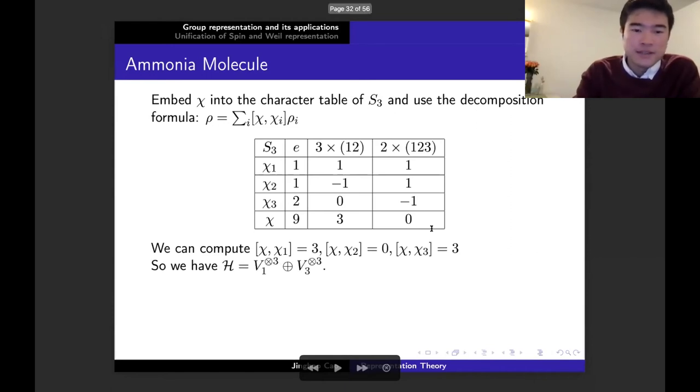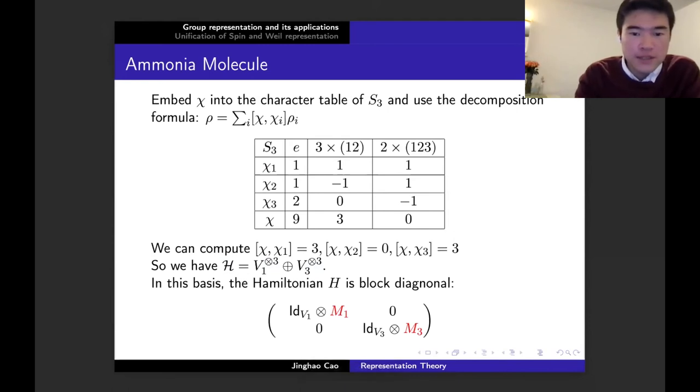So what we're saying is that we decompose the whole space, the Hilbert space C to the power of 9, into 3 times the first vector space, which is C, and 3 times the third vector space. And what we have for the Hamiltonian is that the Hamiltonian commutes with the representation. Why is that? Because just imagine rotation.